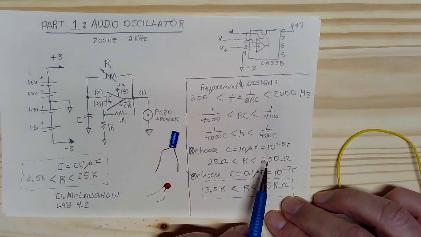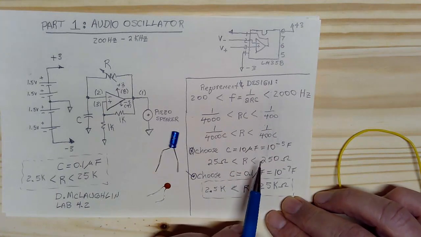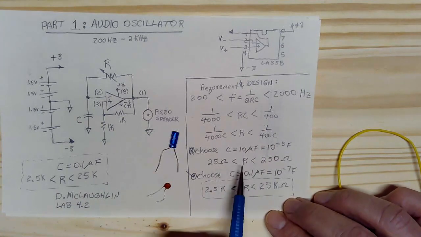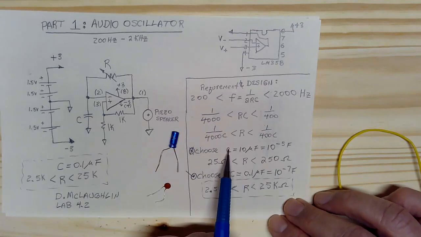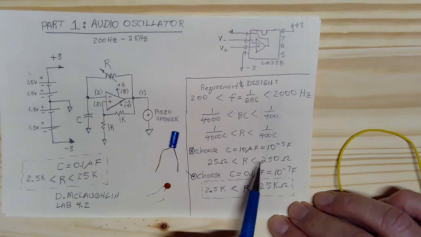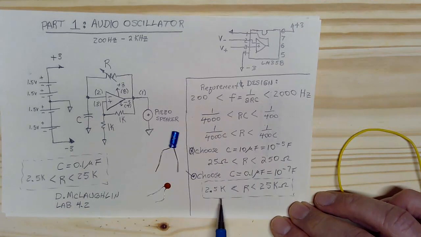And we want to avoid using really small resistors and really big resistors. And so rather than get down to a small value of 25 ohms, what I want to do is show you what happens if instead of using the big capacitor, we use the small one, 0.01 microfarad. And if you plug that in here, you'll find that you need a resistor between 2.5 kiloohms and 25 kiloohms.